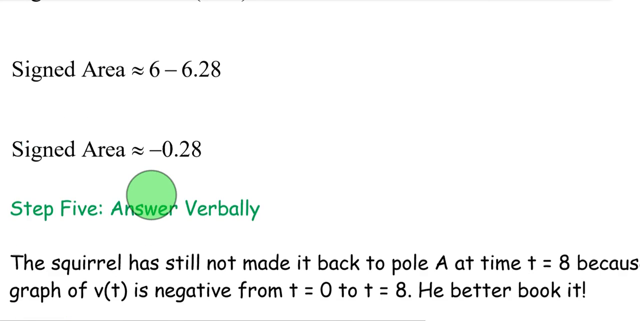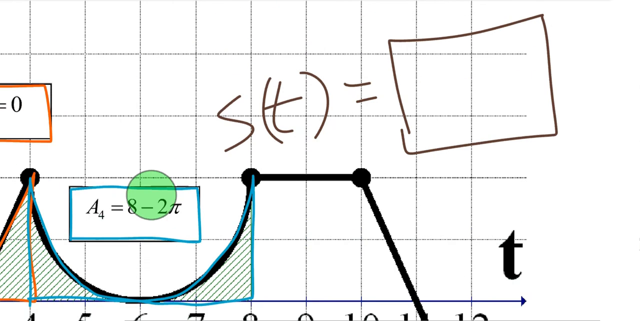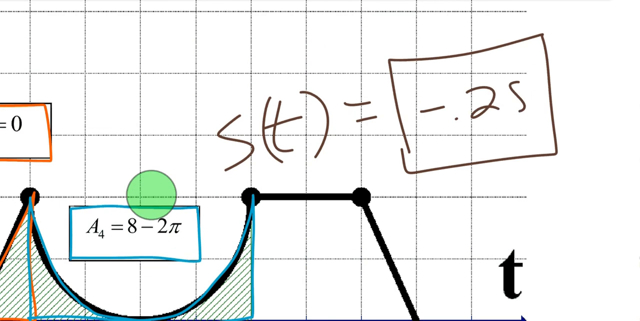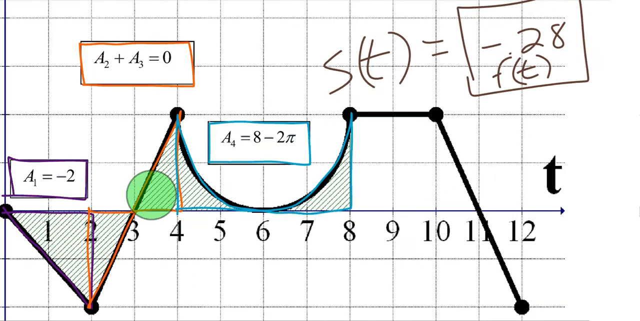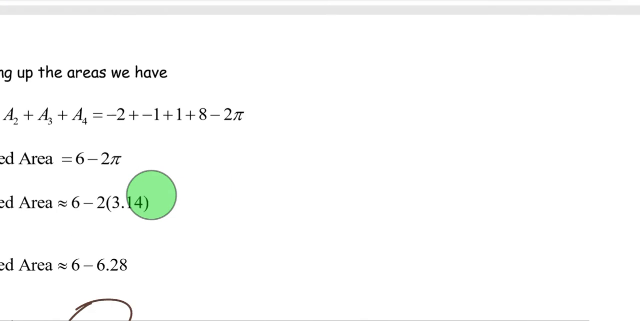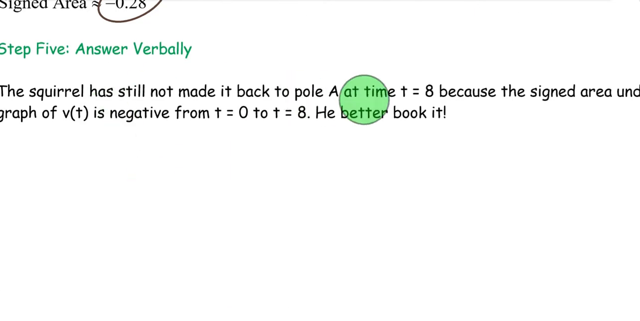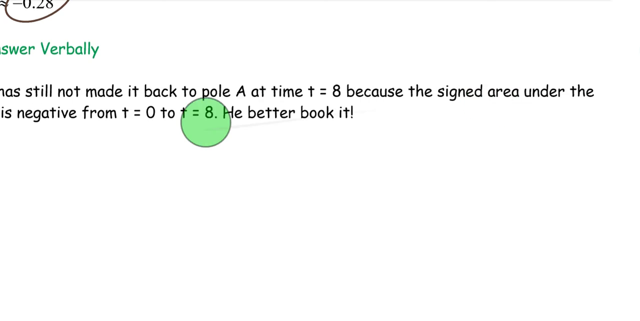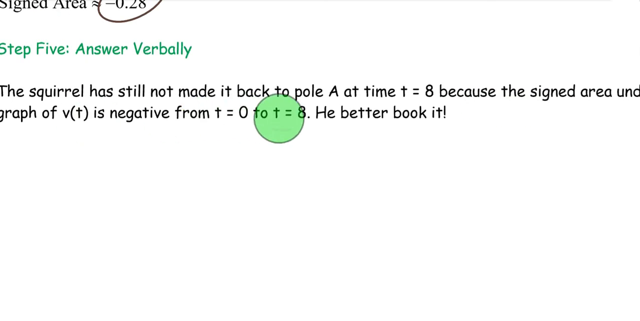Whoops. Its position is what? Its position is negative, meaning it hasn't quite reached its initial position just yet. Okay? And so we can answer that finally. The squirrel has still not made it back to pole A at time t equals 8 because the signed area under the graph of v of t is negative from t equals 0 to t equals 8, he better book it. We should also note because s of 0 equals 0, right? Again, if the initial position was something else, we'd have to add the displacement to that initial position.